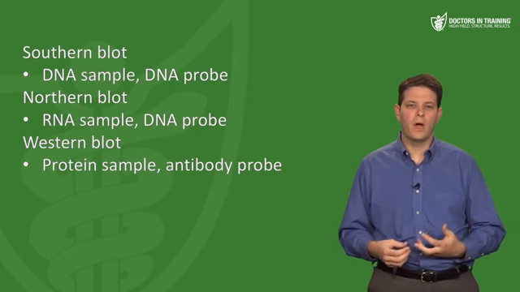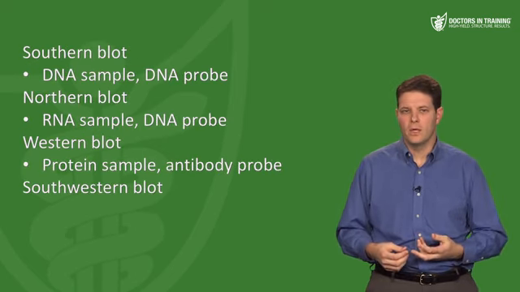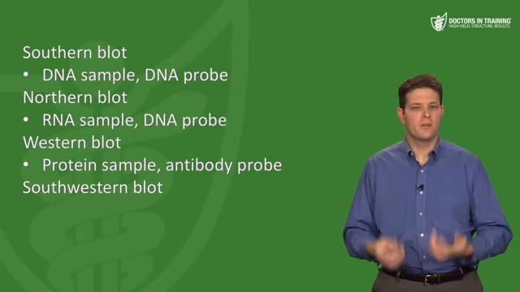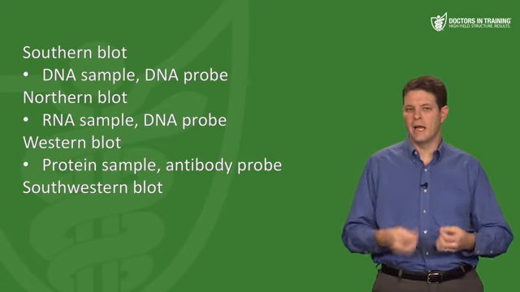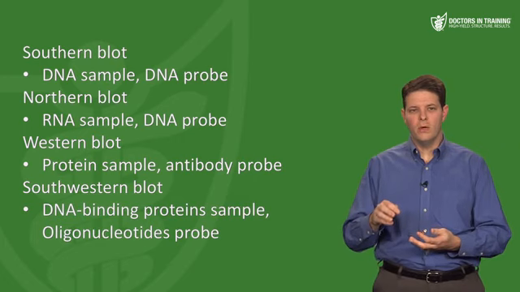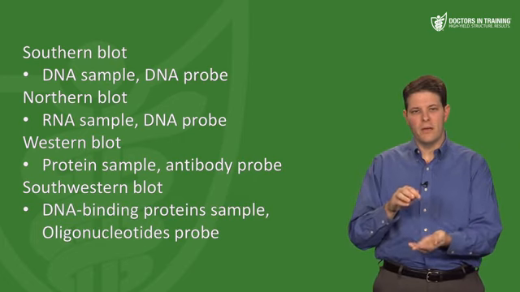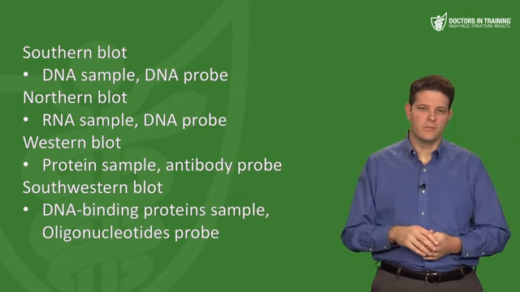Then there's one more blot called a southwestern blot, which is where you're trying to identify transcription factors and other types of DNA binding proteins. So the probe is oligonucleotides, and the sample are the DNA binding proteins.